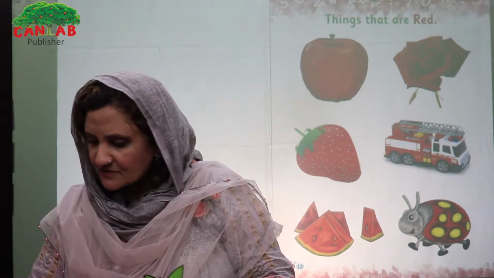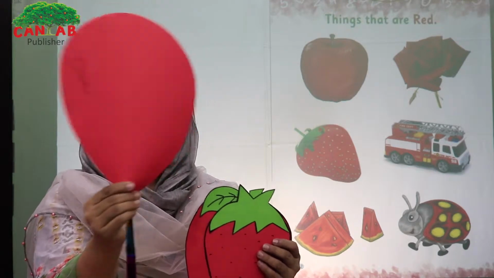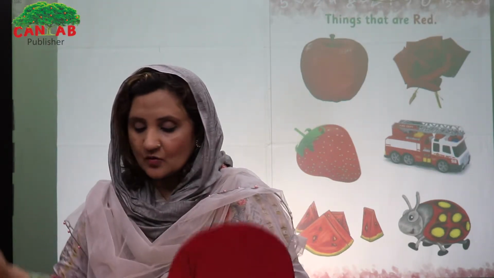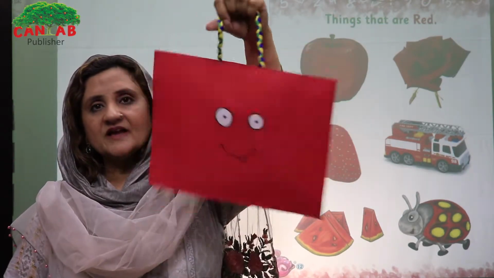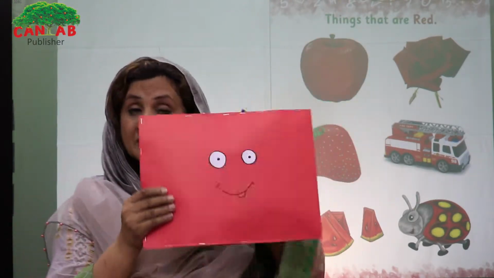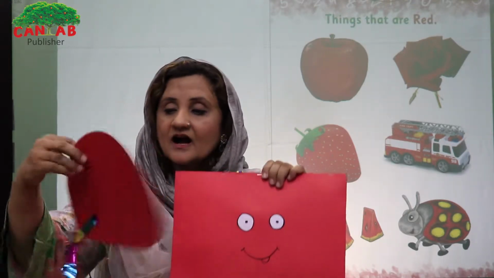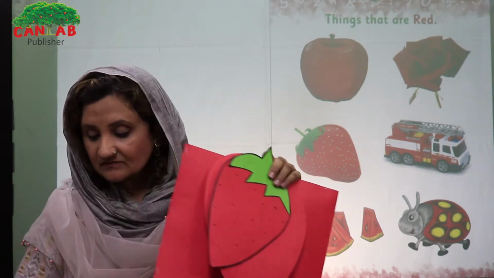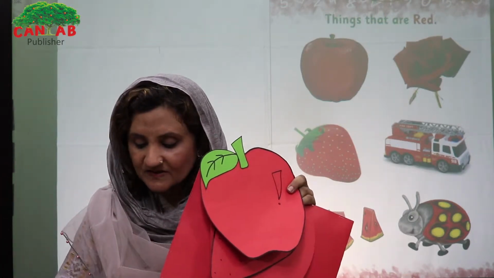And what is this in my hand? A red balloon. And look at here. What is this in my hand? A red paper bag. This paper bag is of red color. A red balloon. A red strawberry. A red apple.